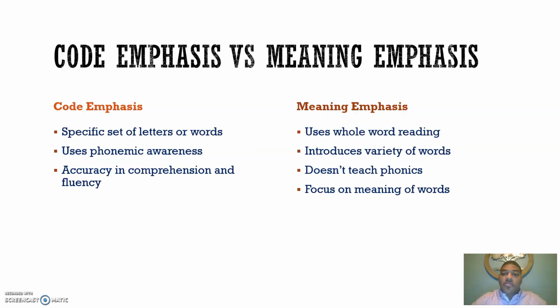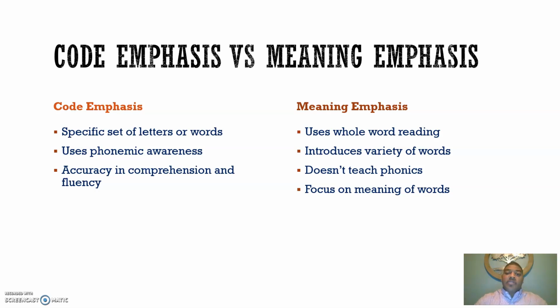Code emphasis versus meaning emphasis. In code emphasis, you may have a teacher who decides she wants to go with the method of having a specific set of letters or words and having her students become used to the phonemic awareness of those words, and try to build their understanding of those words and letters within that set of words until they can get that and then progress on to something else and become more proficient and advanced in that.